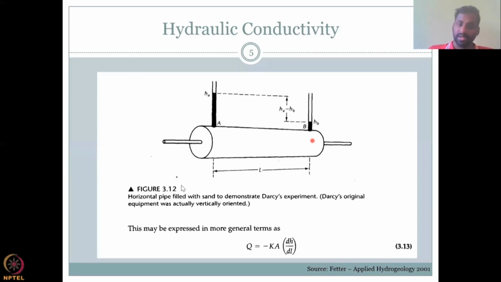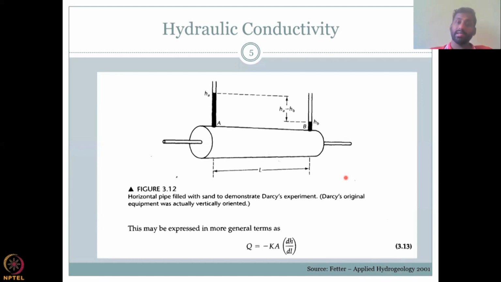Now, the L is taken as the distance between the wells, right? And so the basic equation is Q equals minus K, the hydraulic conductivity, times A, which is the cross-sectional area, times dH by dL. dH is your change in the head, the difference between the heads HA minus HB, and your dL is the distance between the wells. Now, this dH by dL is called the hydraulic gradient.